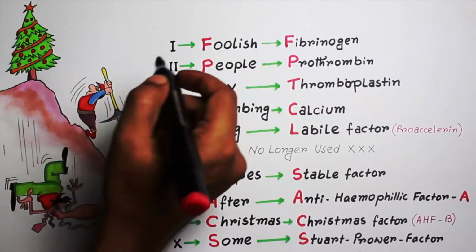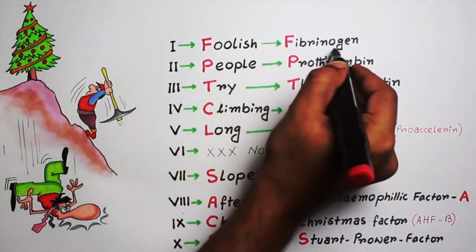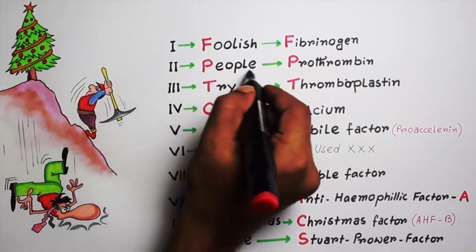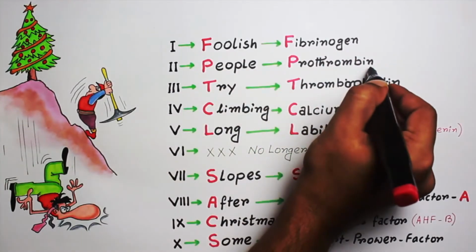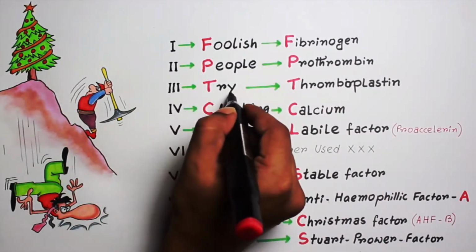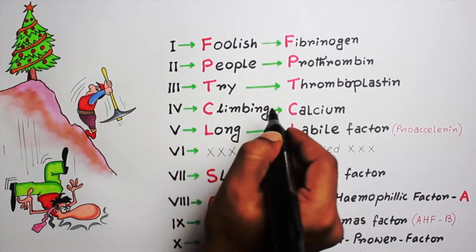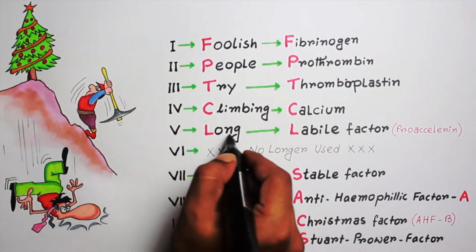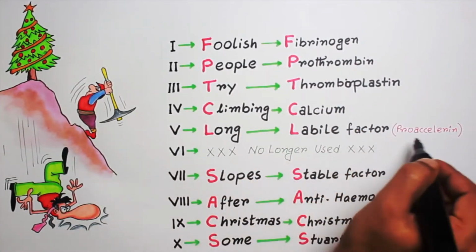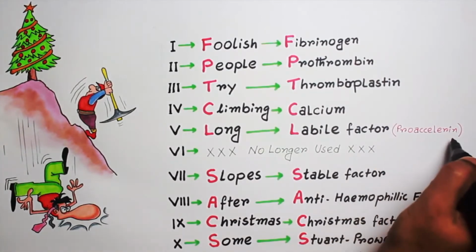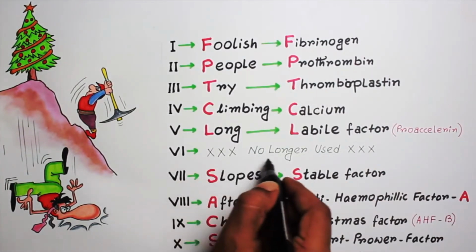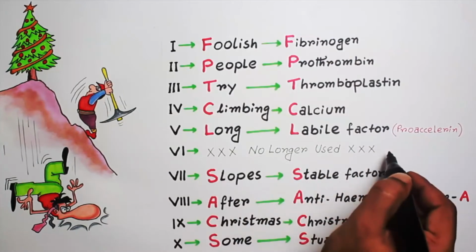Now factor 1, F will remind you of fibrinogen. Factor 2, P for prothrombin. Factor 3, T for thromboplastin. Factor 4, C for calcium. Factor 5, L for labile factor, which is also called proaccelerin. And factor 6 is no longer used nowadays, so you can just ignore it.